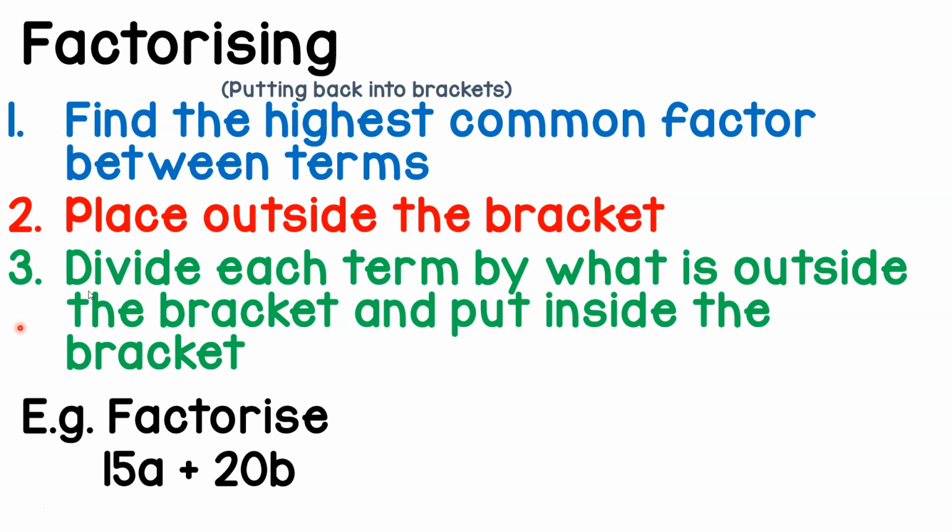First off, find the highest common factor between terms. What can both of these be divided by? We look at the numbers. Both of those numbers can be divided by 5. Are there any letters in common? Nope. So the only thing that both of these can be divided by is 5. So the highest common factor is 5.